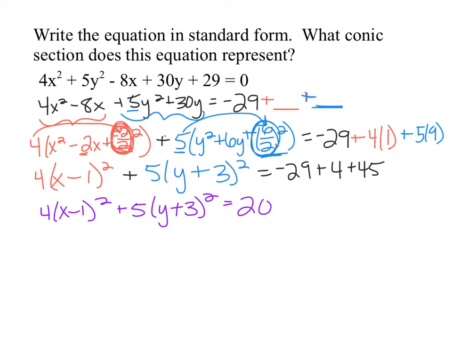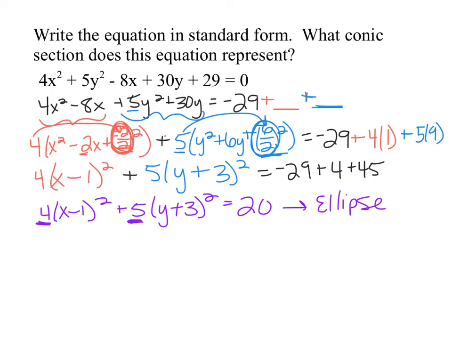Now, hopefully from here you can tell that this is going to be an ellipse. And the reason we know that is because even though it's equal to 20, some people might say, oh, it could be a circle or an ellipse. Well, one key is that the x and the y term, the x minus 1 and the y plus 3, don't have the same coefficient. If they had the same coefficient, then it would be a circle. But since they're different, it's not. And I'll show you why here in a minute.